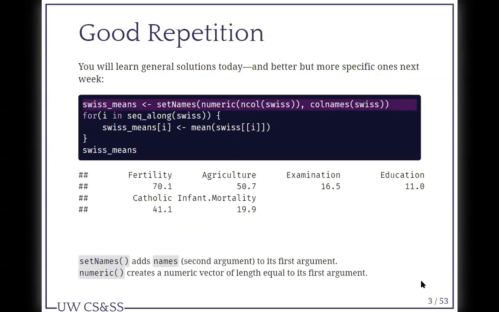So here I want to present some good repetition. We're going to learn general solutions today and better but more specific ones next week. Here what we might say is we'll make a Swiss means vector that is numeric and the length of the number of columns in our Swiss dataset. We're going to name each of the elements of that vector with the names of the columns in the Swiss dataset. And then we'll use a for loop to produce this information. We'll say for index in sequence along Swiss, assign to an element at each index the mean of the Swiss dataset at that index. And what this would produce is an object called swiss_means that is all of the means that we're interested in. And it's way easier to make sure that these things are not full of misspellings.